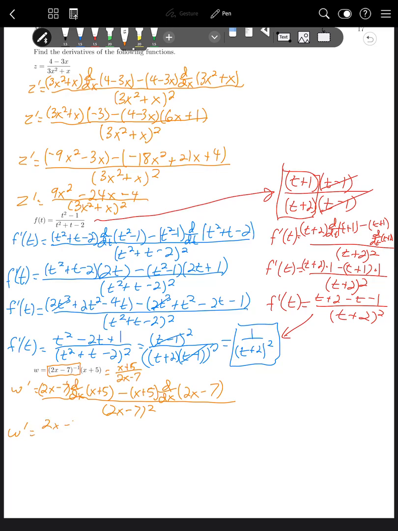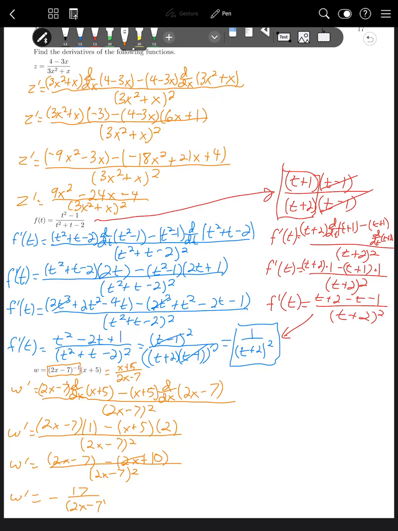So this would be 2x minus 7 times the derivative of x plus 5, which is just 1. Derivative of x is 1. Derivative of 5 is 0. Minus x plus 5 times the derivative of 2x minus 7, which is just 2, over 2x minus 7 squared. So this would be 2x minus 7 minus 2x plus 10 all over 2x minus 7 squared. So 2x minus 2x cancels. Negative 7 minus 10 is negative 17. So this is negative 17 over 2x minus 7 squared.